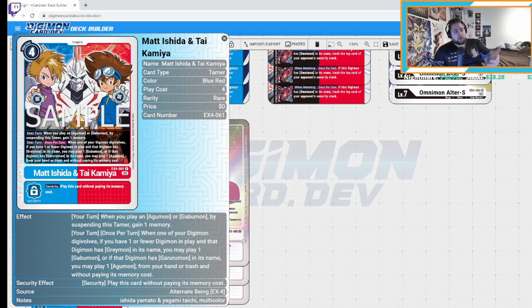So if you have your Agumon and your Gabumon on board and you have a lot of memory, then you can play it out and then go further for your combo plays. Search again and then evolve into a Greymon, then evolve into Garurumon, then evolve into a Metal Greymon, then Vega Garurumon, and going on. What is pretty nice about this tamer is that you get a little bit of memory back.